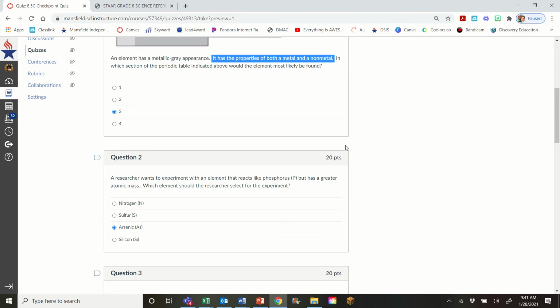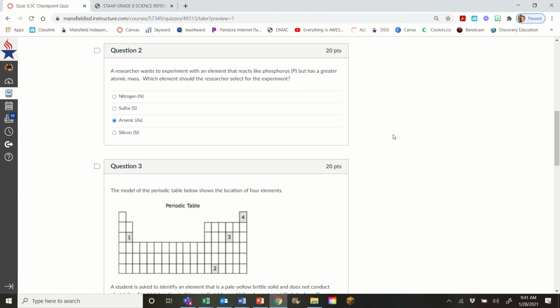All right, number 2. Researcher wants to experiment with an element that reacts like phosphorus but has a greater atomic mass. Which element should the researcher select for the experiment? So there's a couple of things we have to key in on here. First thing, and probably the most important, is this idea of it reacts like phosphorus. All right, so anytime you see the word reacts or reaction when we're talking about elements in the periodic table, you need to be thinking about valence electrons, because how an element reacts is dependent upon its valence electrons.